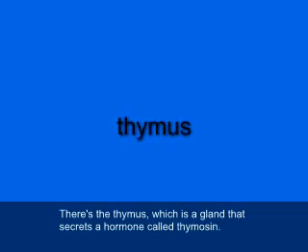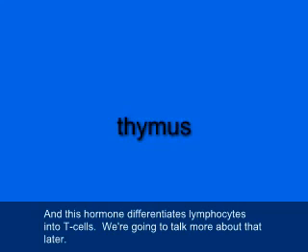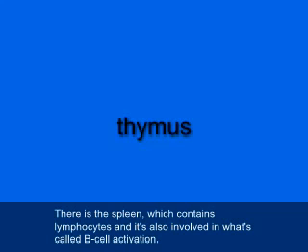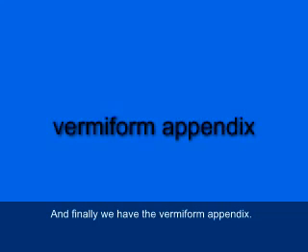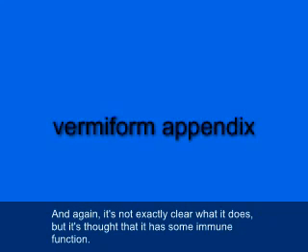There's the thymus, which is a gland that secretes a hormone called thymosin, and this hormone differentiates lymphocytes into T cells. We're going to talk more about that later. There's the spleen, which contains lymphocytes, and it's also involved in what's called B cell activation. And there's the Peyer's patches, which contain lymphocytes involved in B cell activation. And finally, we have the vermiform appendix, and again, it's not exactly clear what it does, but it's thought that it has some immune function.